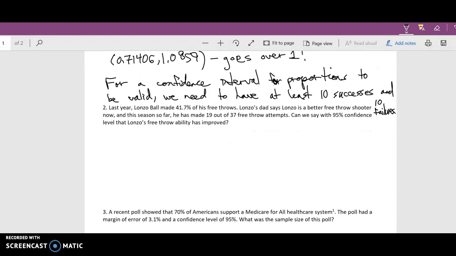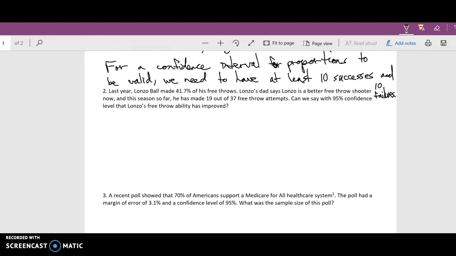The next example, last year, Lonzo Ball made 41.7% of his free throws. Lonzo's dad says Lonzo is a better free throw shooter now, and this season so far, he's made 19 out of 37 free throw attempts. Can we say with 95% confidence level that Lonzo's free throw ability has improved? Well, what's p-hat? That's 19 out of 37.